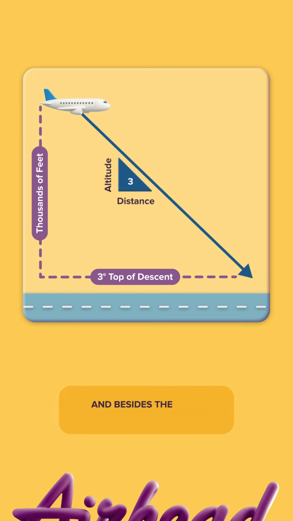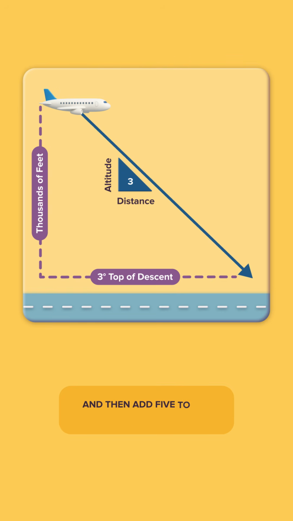And besides the glide path calculations, there is also a fantastic rule of thumb for your top of descent calculations. Simply multiply your flight level by 3 and then add 5 to 10 nautical miles for deceleration. If you want to be precise, you can also subtract 1 nautical mile per every 10 knots of headwind or add per every 10 knots of tailwind.